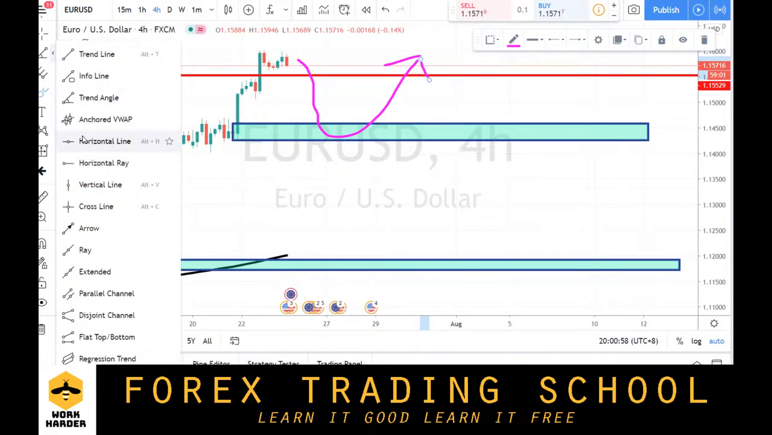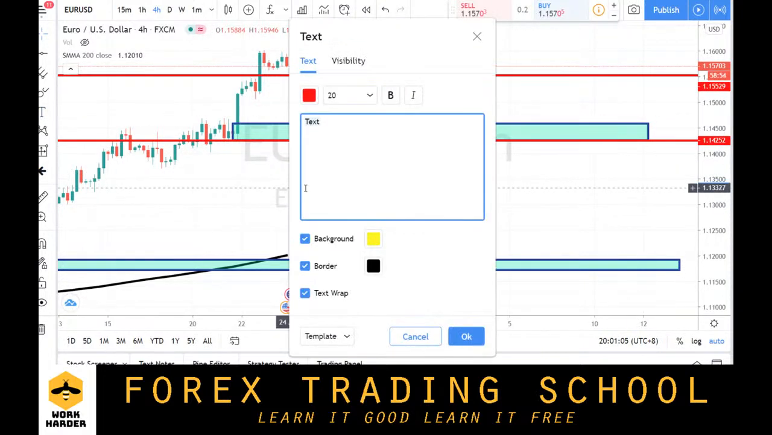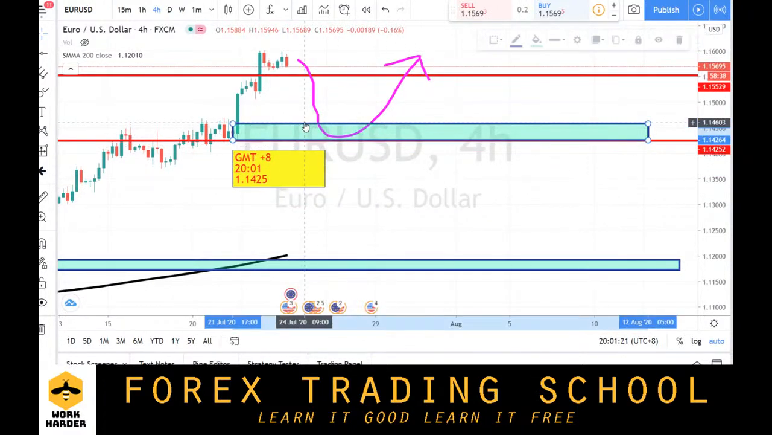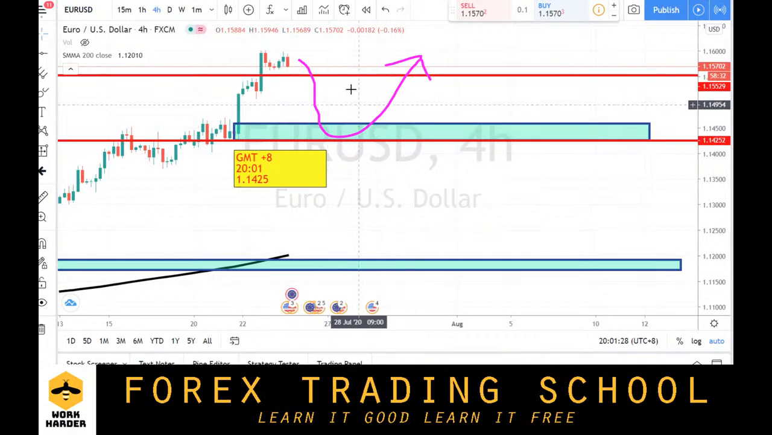I don't know the price. Let me draw a horizontal line for you. 1.1425. GMT plus 8, 2001. This is the timing at which I gave you the signal. Let's hope nothing goes wrong, and we'll stay tuned and monitor the Euro USD.